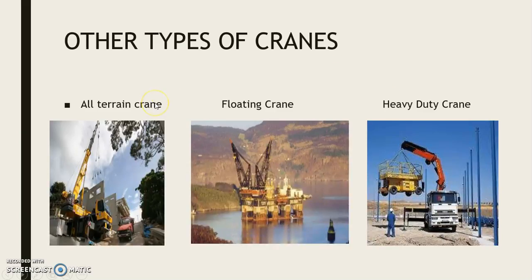So these are some other types of crane, like we can have an all-terrain crane. We can have a floating crane; like in marine works it is not possible to have a mobile crane or tower crane, so floating cranes are used. Then we have heavy duty cranes to lift heavier loads. These are some other types of cranes. So this is all.